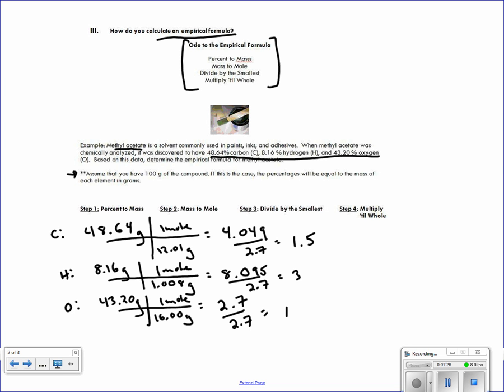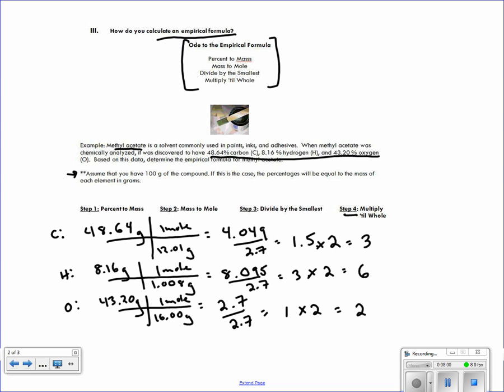So now what I have is 3 numbers. And step 4 is going to help me convert these numbers all into whole numbers. If you look, I have 1.5, 3, and 1. Well, 3 and 1 are already whole numbers, but 1.5 isn't. What I can do to make that a whole number is simply double it. But when I double 1.5, I have to double every other number that I'm working with. So when I multiply each of these by 2, I'm left with 3, 6, and 2.